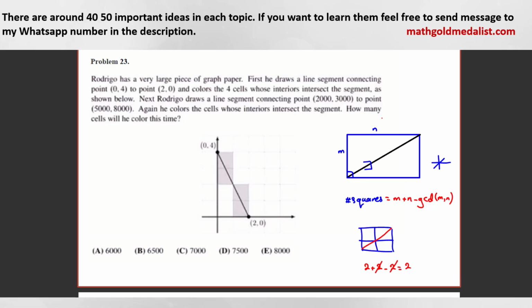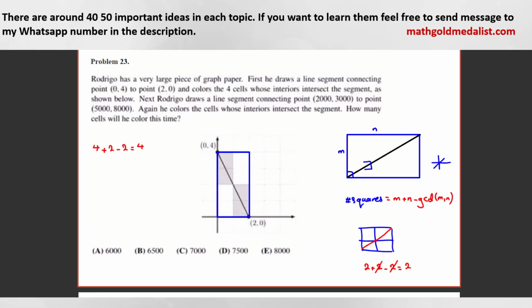Rodrigo has a very large piece of graph paper. First, he draws a line segment connecting point (0, 0) to (4, 2). Okay, these two points. And if I consider, let me draw, our square is this. Then it says he colors the full cells whose interiors intersect the segment, as shown below. So how many? 4? If we use our formula, it will be what? This length 4 plus 2 minus GCD of 4 and 2, which is 2, so 4 again, as you can see.